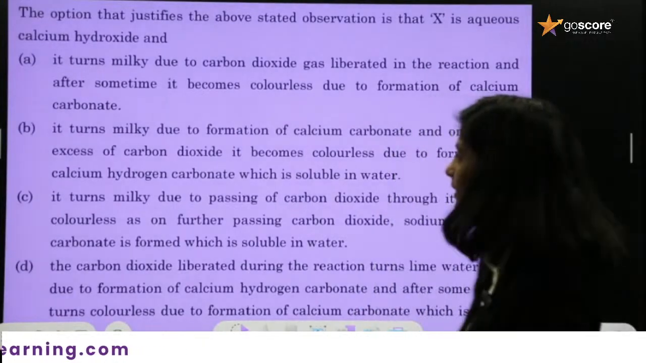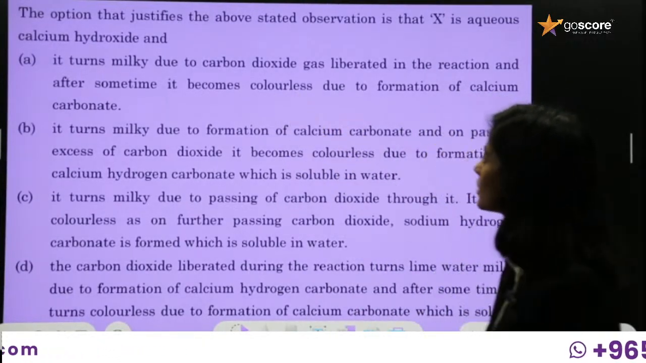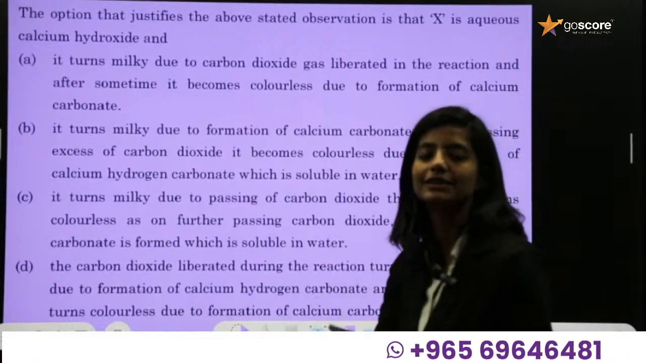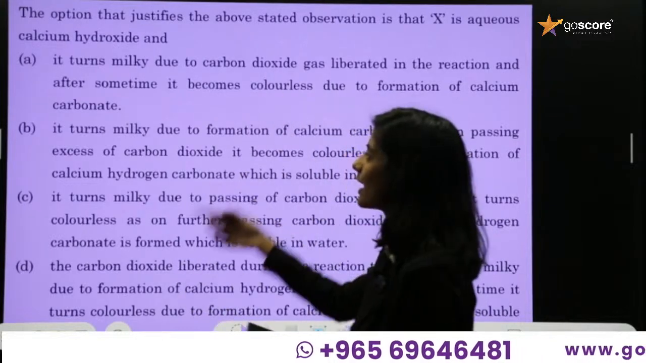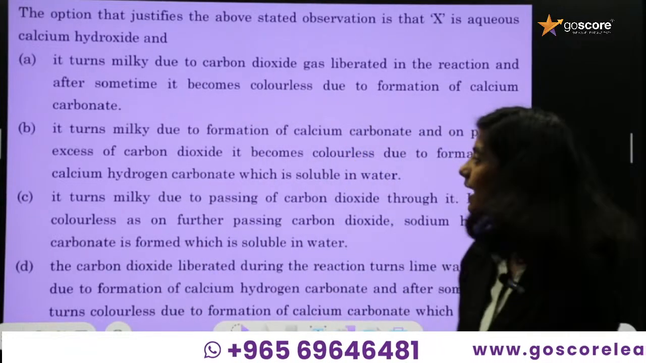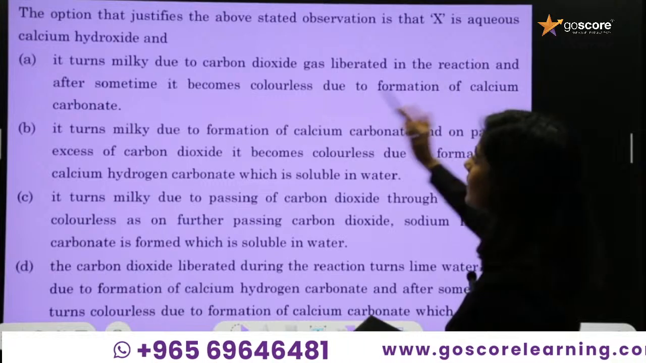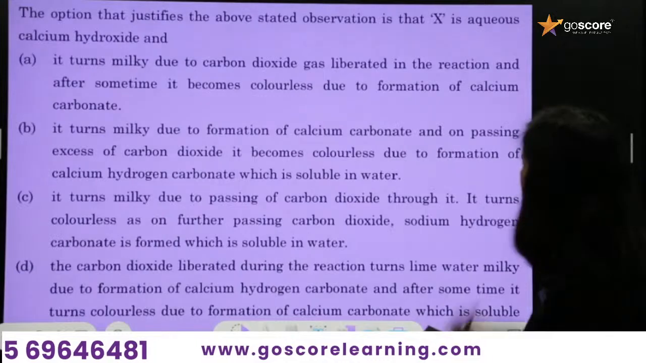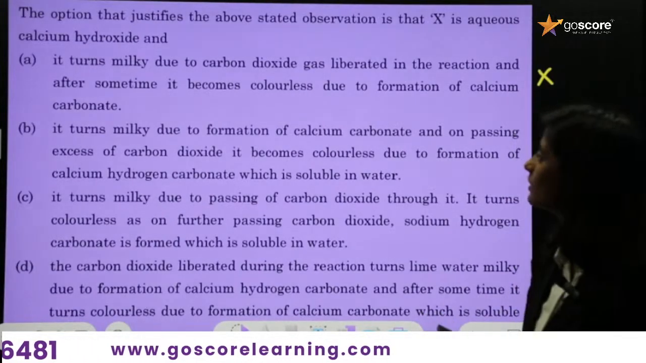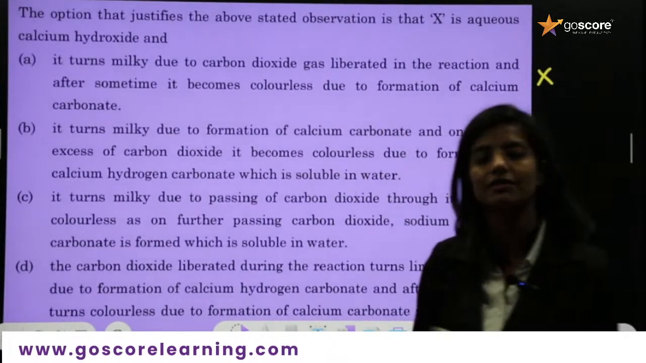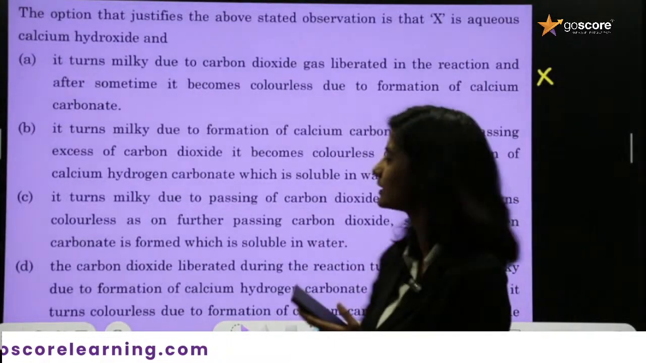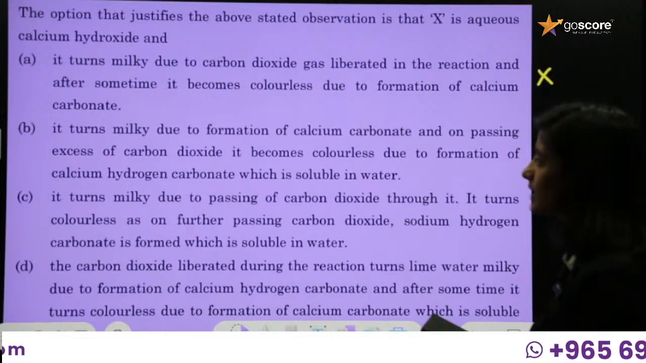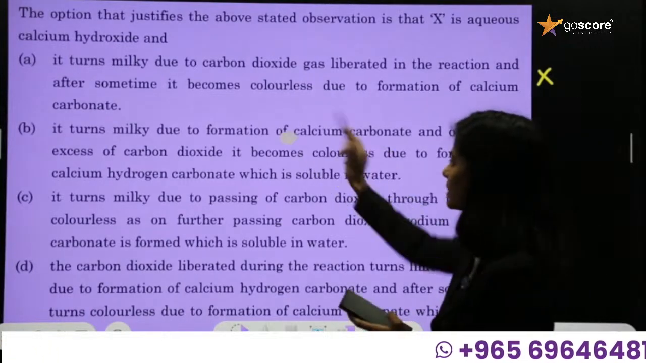So go ahead. It turns milky due to the carbon dioxide liberated. That's correct, right? The milkiness is formed due to the liberation of the carbon dioxide into the lime water. And after some time it becomes colorless due to the formation of the calcium carbonate. No. It becomes colorless due to the formation of the calcium hydrogen carbonate. That's the wrong statement. Turns milky due to the formation of the calcium carbonate. Yes, that's correct.